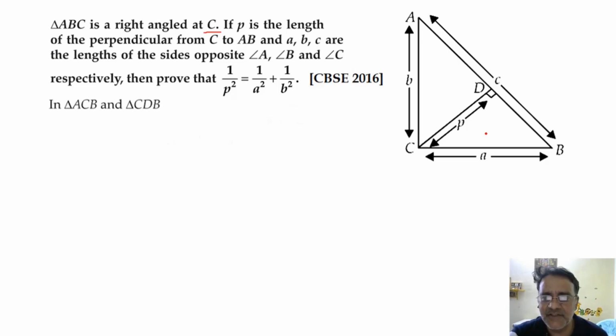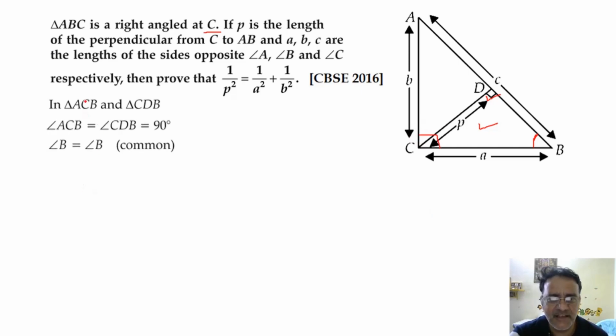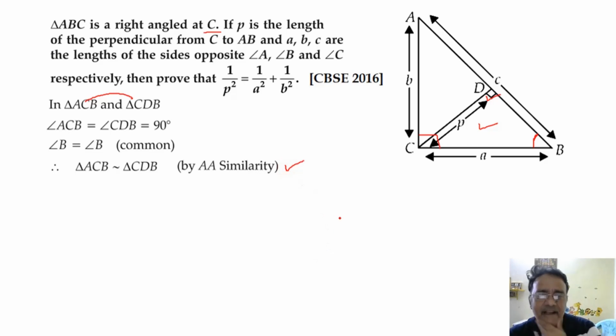So we'll start with these two, ACB. Look carefully, ACB full triangle and this triangle. So this angle B is common to both the triangles, and this angle is equal to this angle, each 90 degree. So therefore these two triangles are similar. By which criteria? Right, by AA similarity. Now see, if these two triangles are similar, their corresponding sides are proportional. Now we are going to identify the corresponding sides.